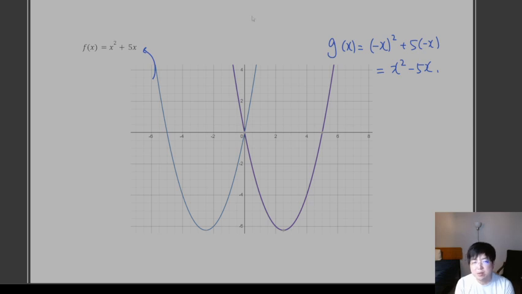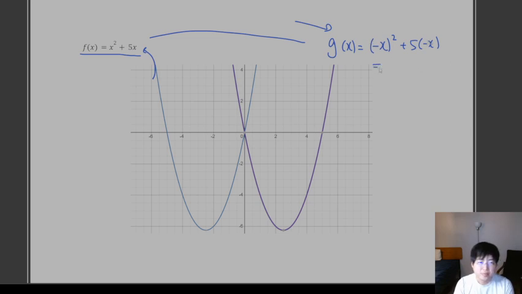And instead of multiplying negative to the entire function, this time I just swapped all the x's to negative x, okay? So f of x is x squared plus 5x, which is represented by this blue parabola, blue graph. And if I change all the x's to negative x, then you will get the g of x here, right? Which is negative x squared plus 5 times negative x. As you can see, compare these two. The only thing I did is I changed all the x's to negative x, okay?